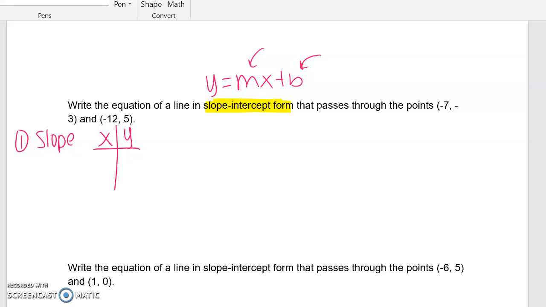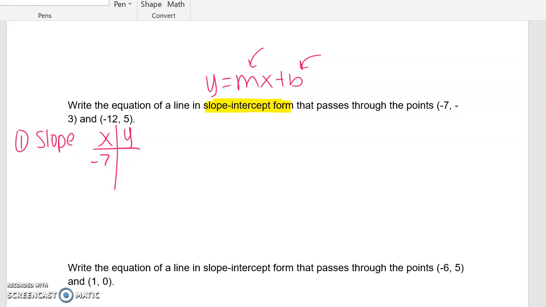Alright guys, so let's pick up where we left off. So again, we want to write an equation in slope-intercept form that passes through these 2 points. First things first, we need to find the slope of the 2 points. I always make my xy table. If you choose to use the formula, that's totally fine.